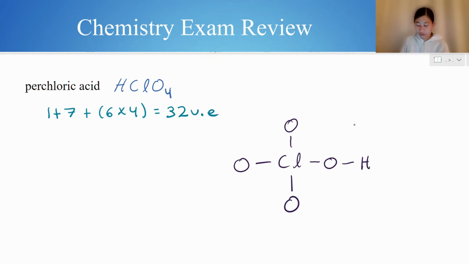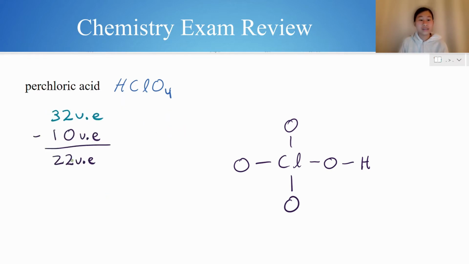Now in our skeletal structure right here, we just made 5 bonds, and that correlates to 10 valence electrons. Now we have 22 left. With these leftover valence electrons, we will start putting them around the outer atoms first. So 2, 4, 6, 8, 10, 12, 14, 16, 18. And then we have those other ones which we will put around this oxygen, 20 and 22.